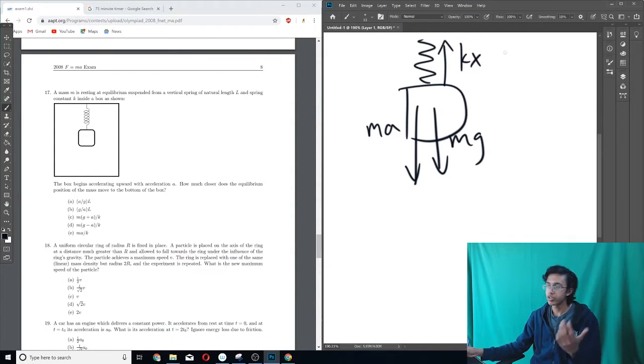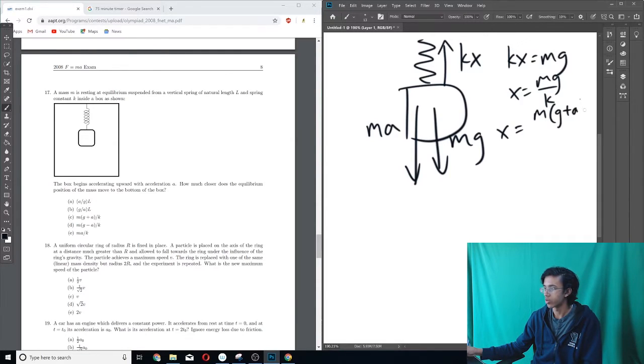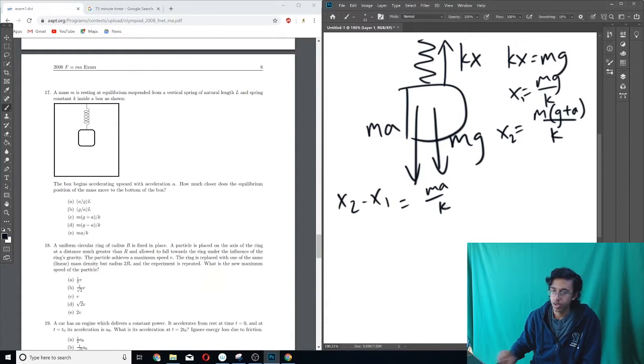So our original equation would be kx equals mg, so x equals mg over k. But then our x becomes m times (g plus a) over k. If we want to find the difference between these two, we just subtract and we get ma over k. And that is just E. Alright, moving on to number 18.